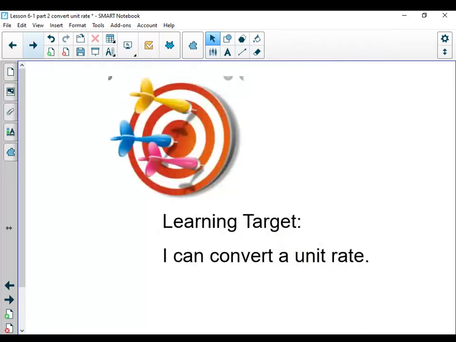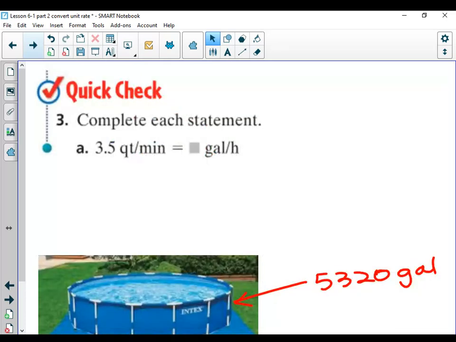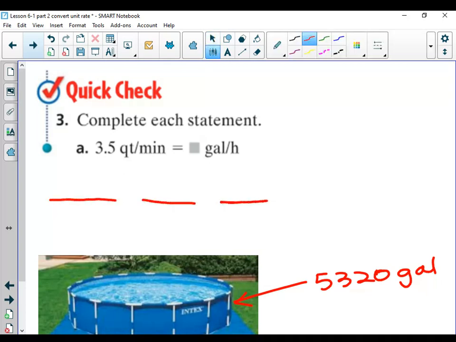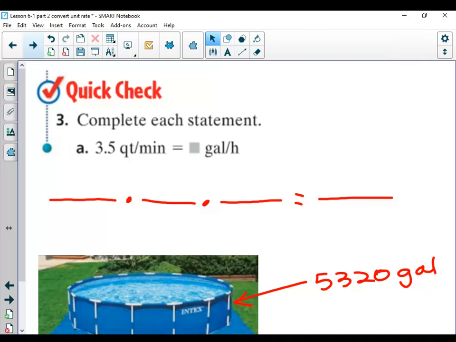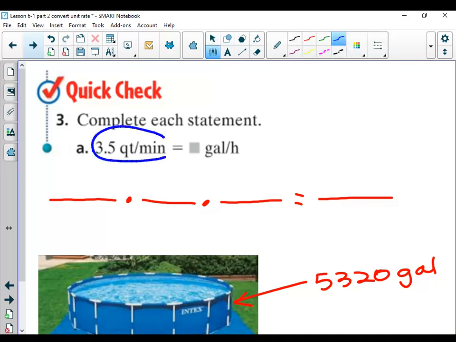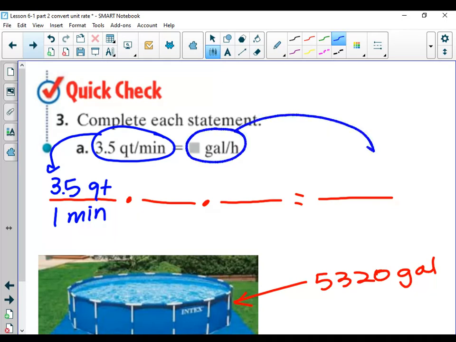Number 2. 3.5 quarts per minute and blank gallons per hour. First thing, get your fraction bars on there. Second thing, fill in your first ratio. 3.5 quarts per 1 minute. Fill out most of my last one.